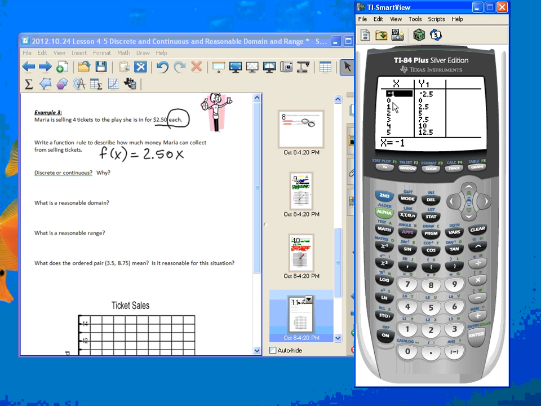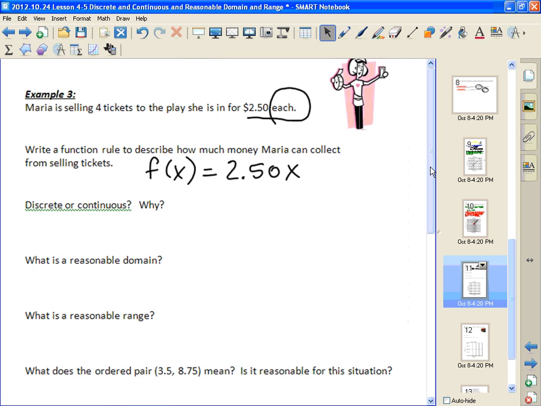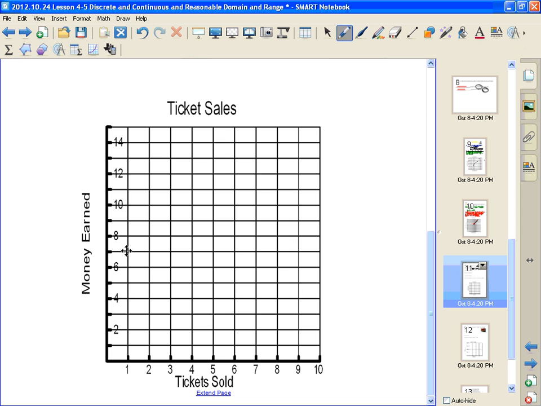So my first ordered pair would be 0, 0. So on my graph, I'm going to plot 0, 0. Then for selling 1 ticket, she will have made $2.50. For 2 tickets, she will have made $5. For 3 tickets, she will have made $7.50. For 4 tickets, she will have made $10. And then I can stop there because I know that she's not going to sell more than 4 tickets.